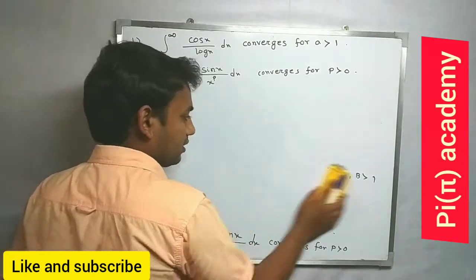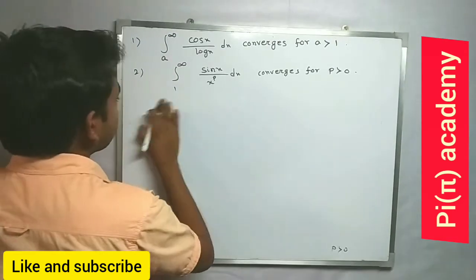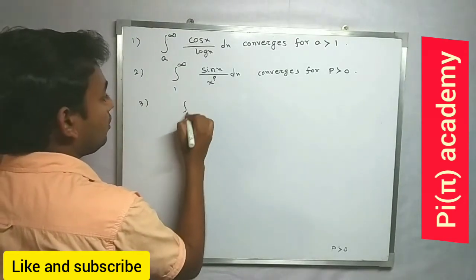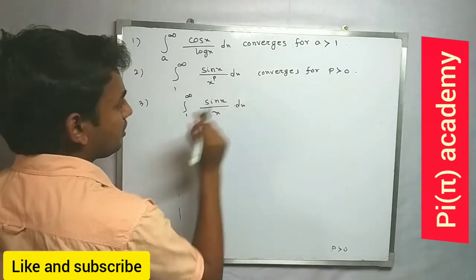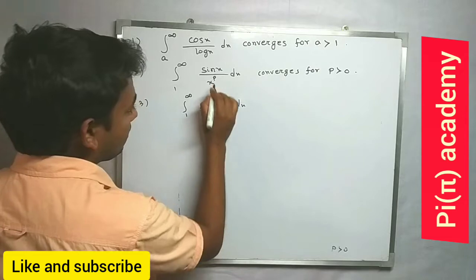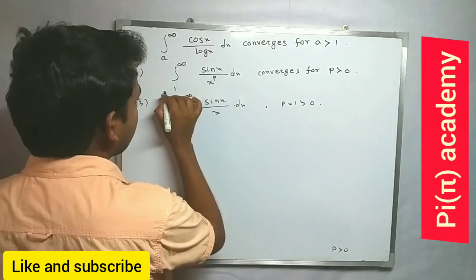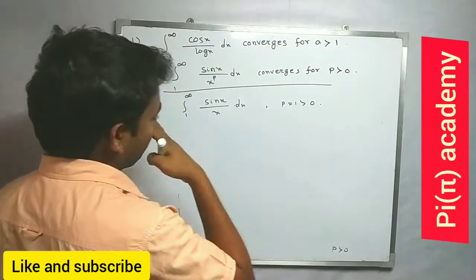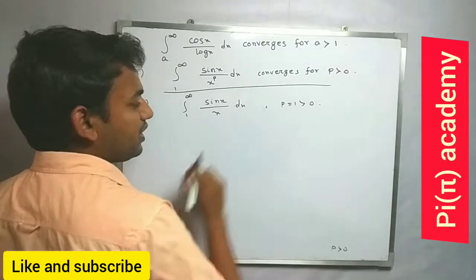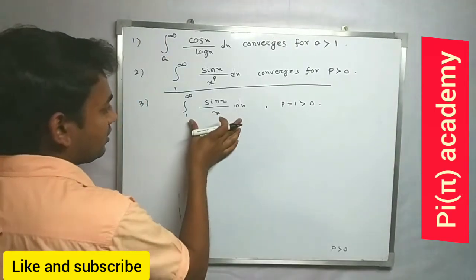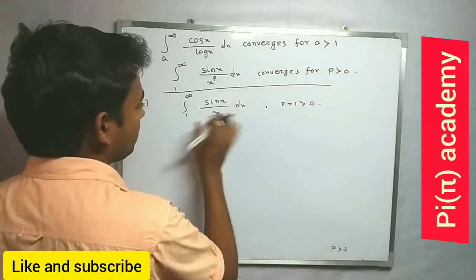I consider another example: the integral from 1 to infinity of sin x divided by x dx. This is also convergent. Here p equal to 1 is greater than 0. We know that this is convergent for p greater than 0. Then this is also convergent by the Dirichlet test for p greater than 0. Hence we can say this is convergent. Similarly we can prove this.